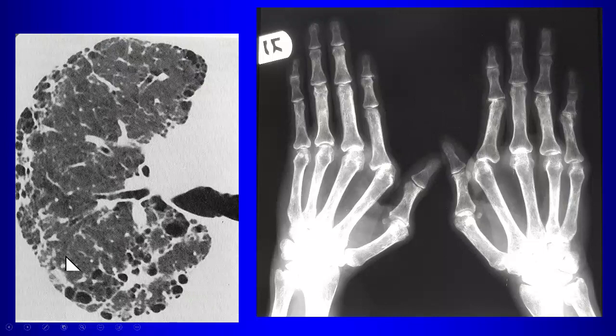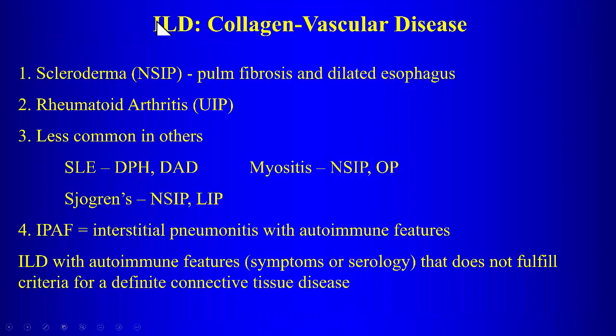Of course, honeycombing, you can see, can look like a UIP pattern, and those are the changes in the hands, the rheumatoid changes in the hands typical of rheumatoid arthritis. So rheumatoid arthritis is an underlying collagen vascular disease that can also give you pulmonary fibrosis. So what are the diseases associated? The connective tissue diseases also associated with pulmonary fibrosis: we have scleroderma, rheumatoid arthritis, less common in some of the others. I kind of touched upon IPAF, where there is an underlying connective tissue disease. It's just not clear what it is, but that can also be associated with pulmonary fibrosis.